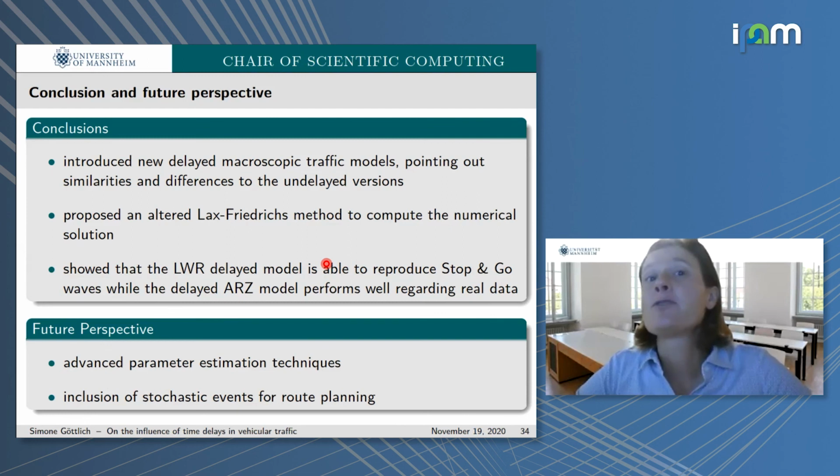And as a future perspective, we are very interested in advanced parameter estimation techniques to get a better feeling about all the parameters involved in traffic flow models. And we are also interested in the inclusion of stochastic events, such as accidents, for better route planning.